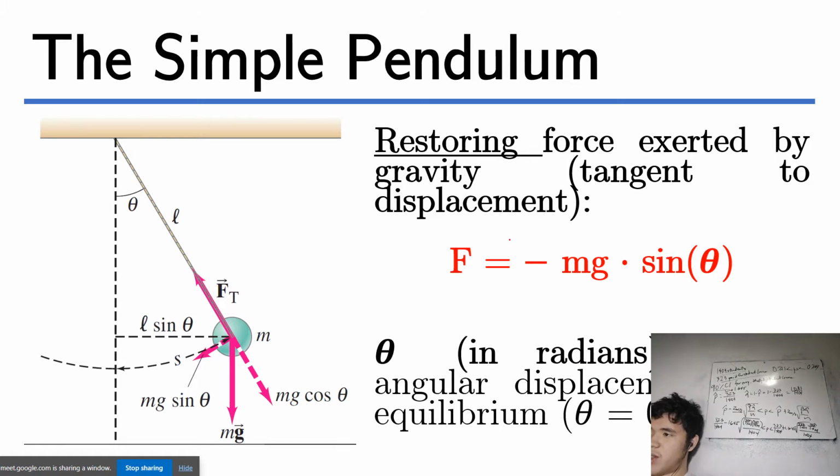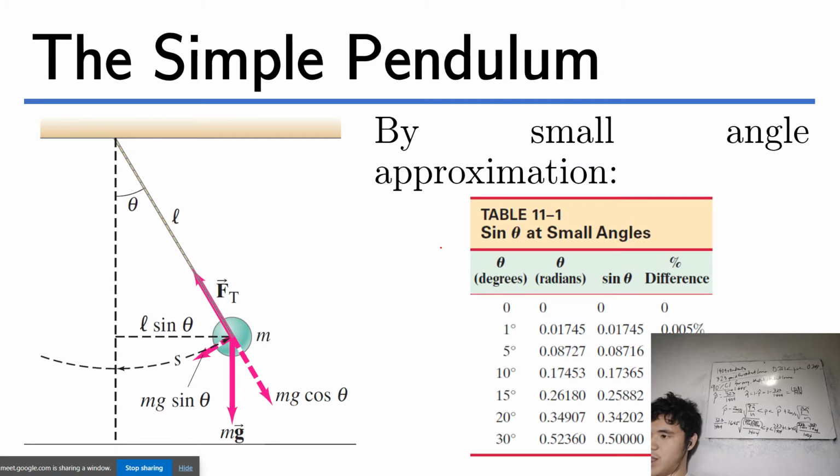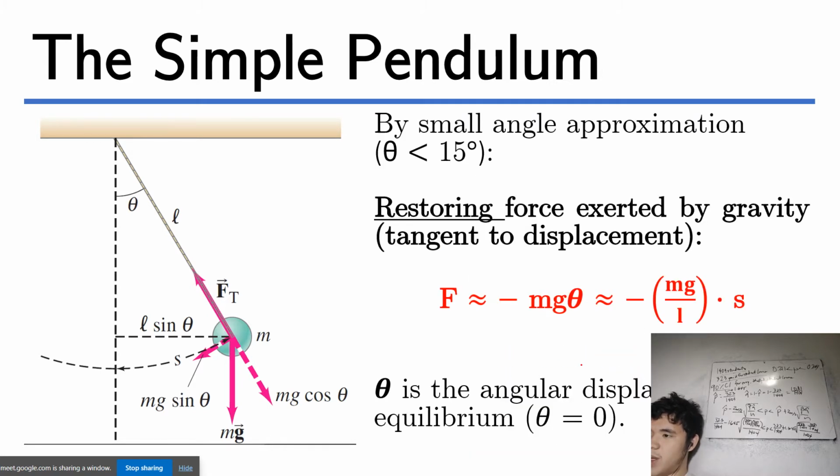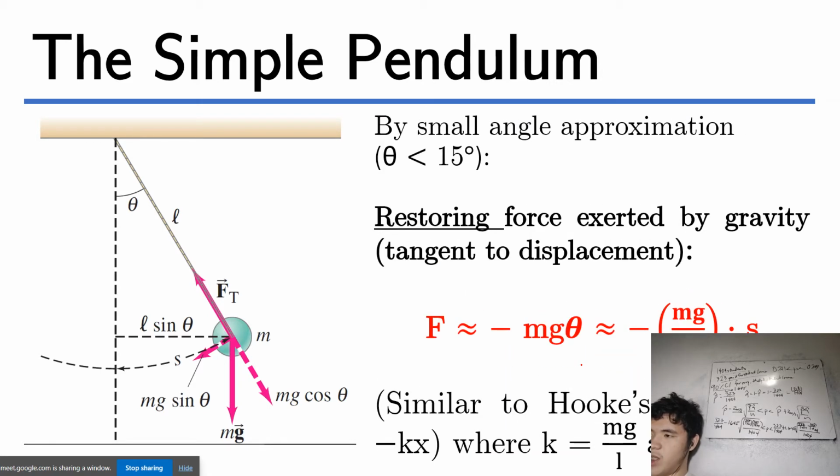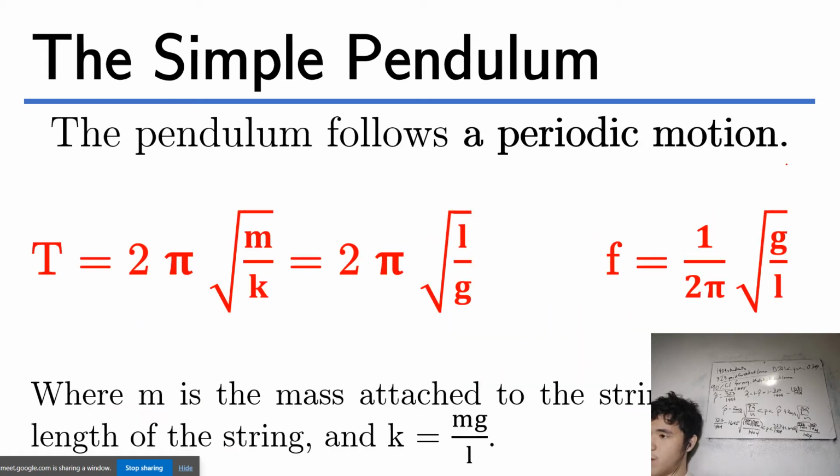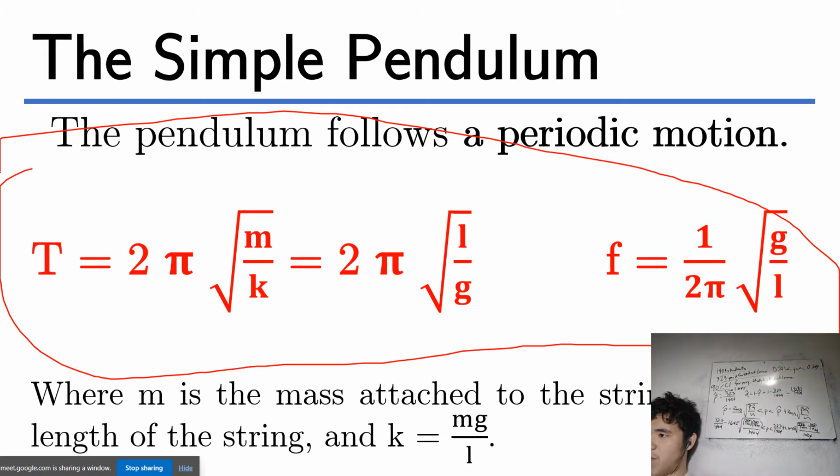Restoring force is tangent to the displacement, negative mg sine theta, pero by small angle approximation, we can disregard yung sine theta, no? Thus, we can derive the following quantities, no? And remember, k equals mg over L.